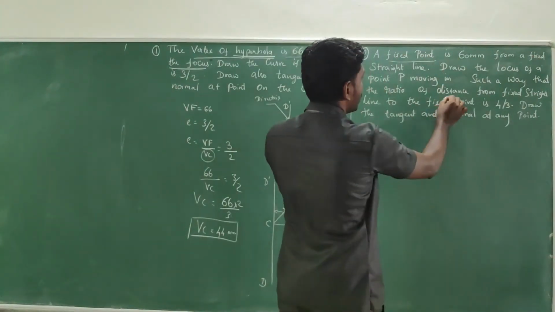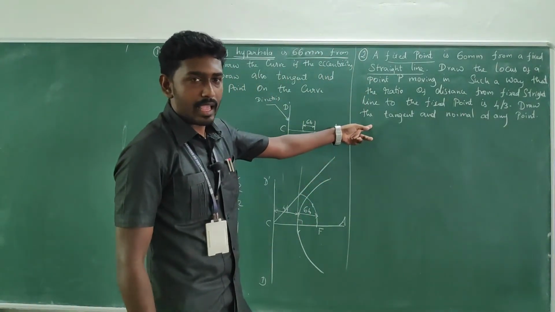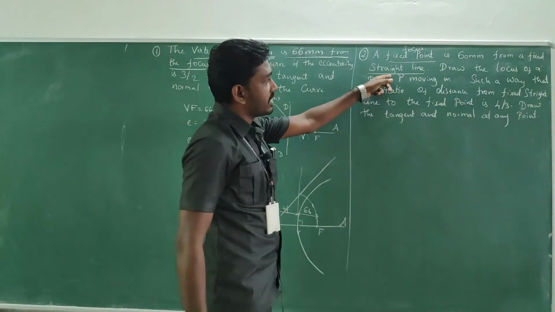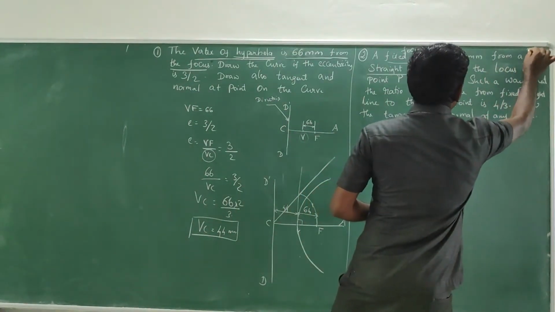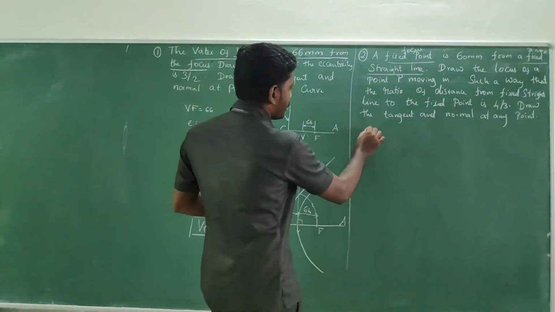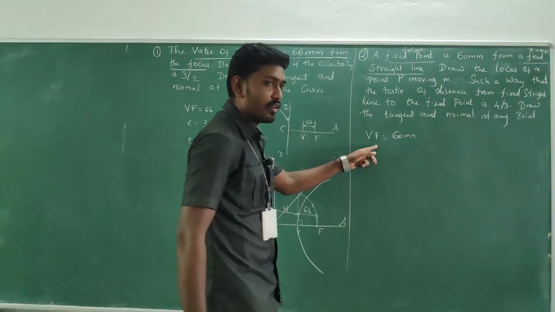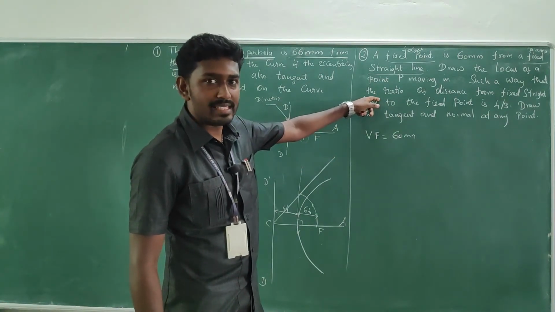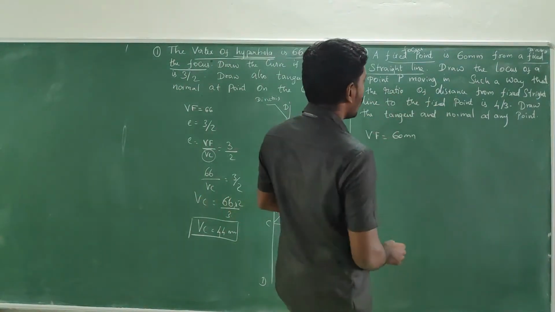Fixed point is 60 mm from the fixed straight line. Fixed point in the sense, yes, it's a focus. What about the fixed straight line? It is nothing but the directrix. Right? So here the VF distance is given as 60 mm. What about the eccentricity? Just read out the ratio, what it is given.